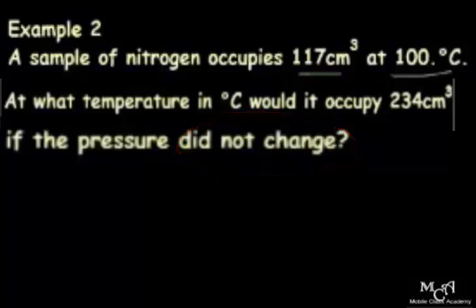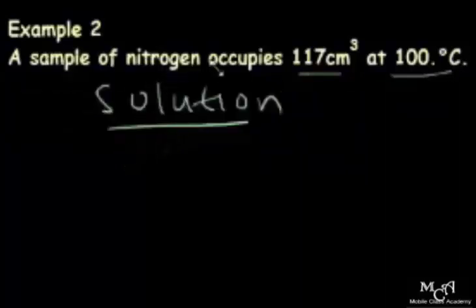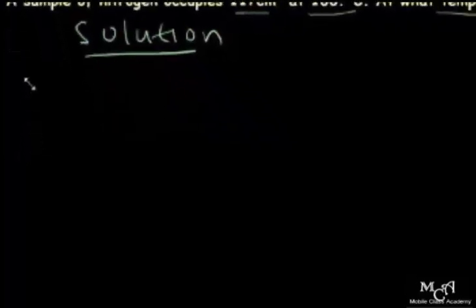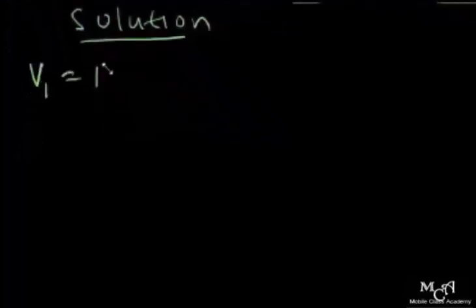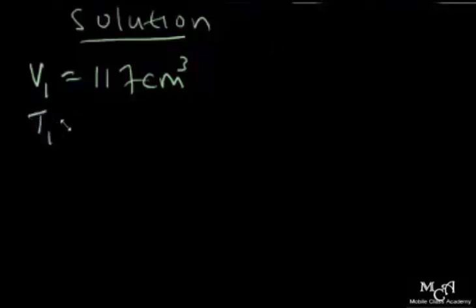What law is this? Charles' law, where the pressure remains constant. We have said it in that law. So we bring out our parameter first thing first. Solution. Let's bring out the parameter. Sample of nitrogen occupies 117 cm³. That's what? The initial volume, V1, equals 117 cm³. At 100 degrees Celsius, that's what? T1. T1 is 100 degrees Celsius.